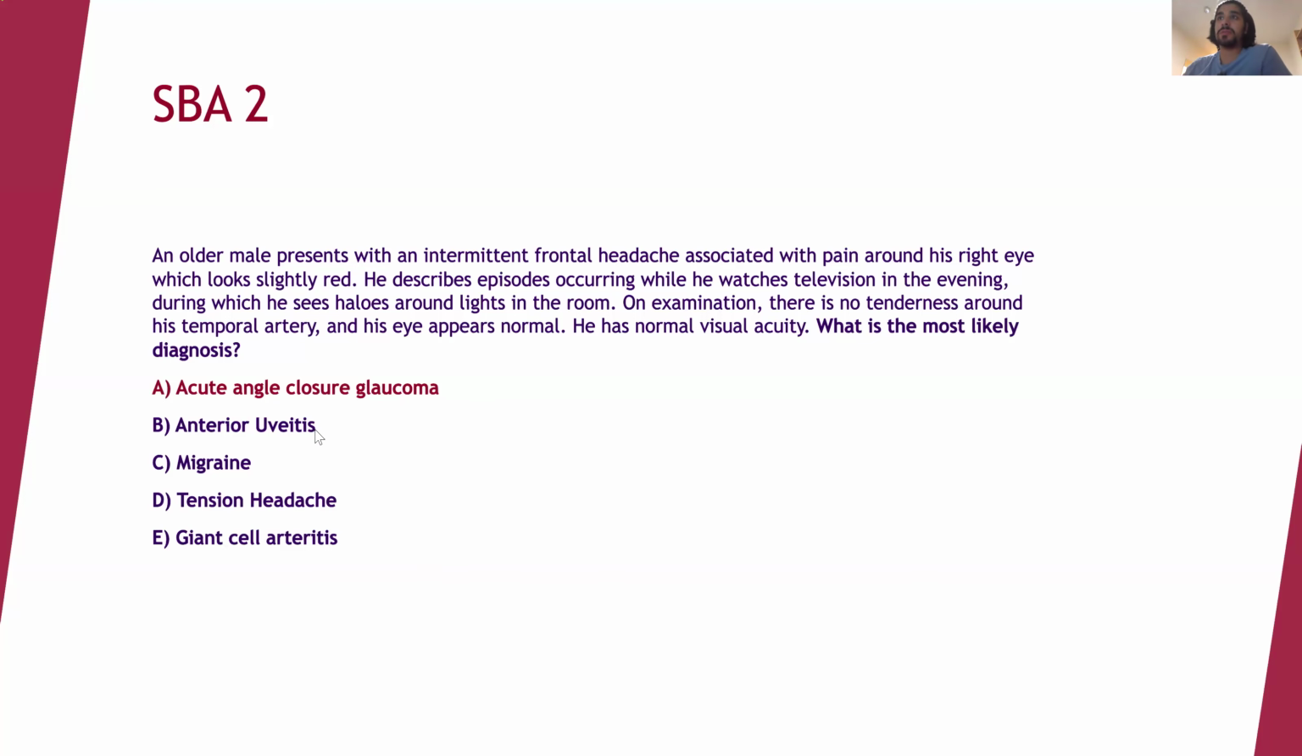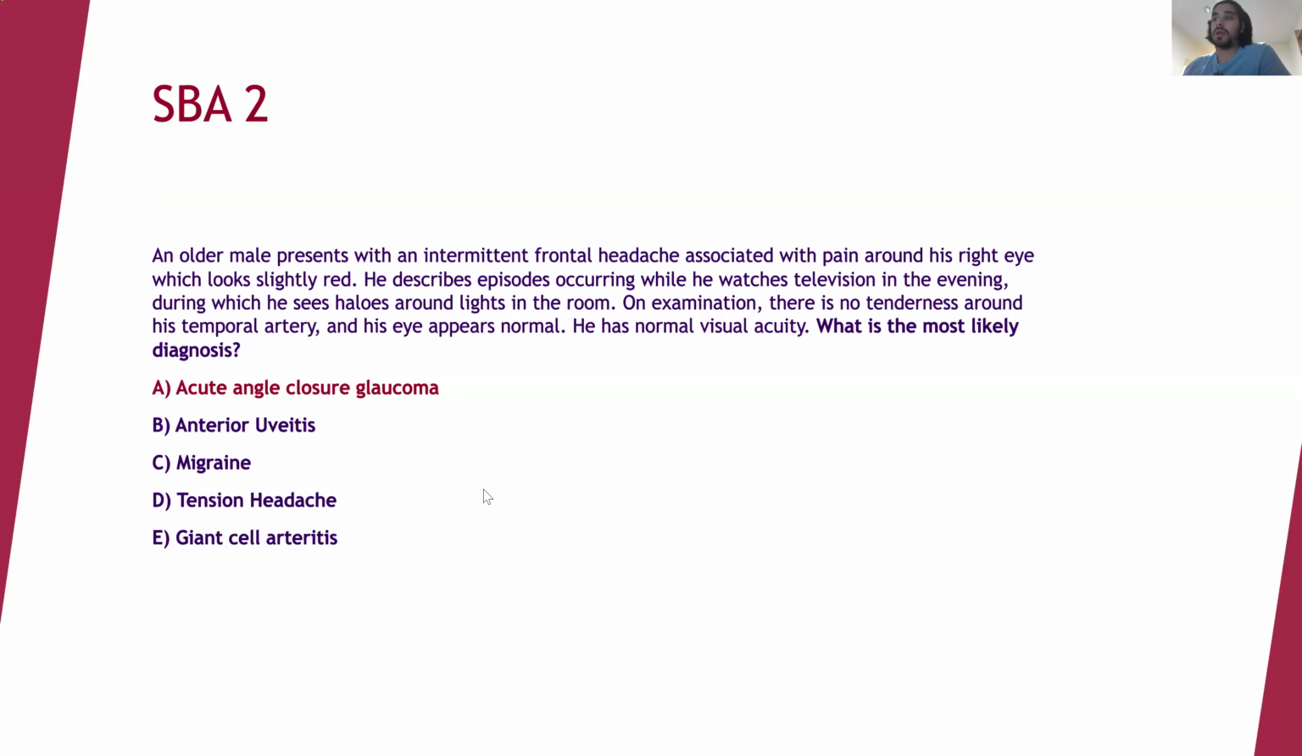It's not anterior uveitis because, remember I said his eye appears normal in this one, but on examination of the eye in anterior uveitis, you get that irregular pupil. And with tension headache and giant cell arteritis, you would get that tenderness around the temporal artery.